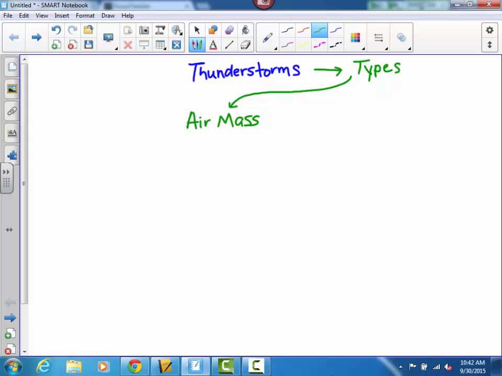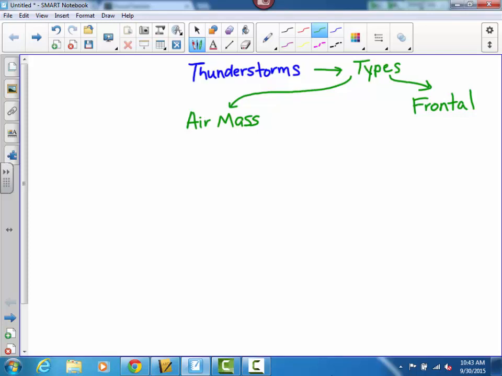The other is the one you're probably more familiar with. That comes from fronts, so frontal thunderstorms. Those are the ones that come from cold fronts and warm fronts, which would be two specific air masses that interact with each other. Let's start with the air mass thunderstorms, the ones you are less familiar with.